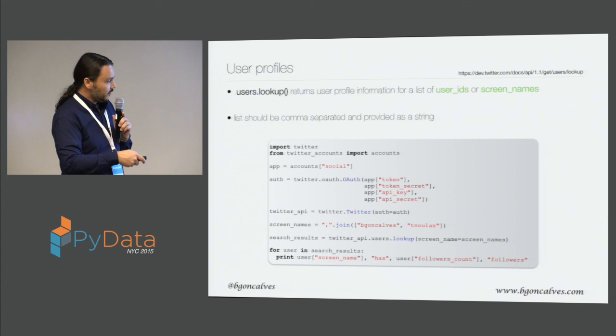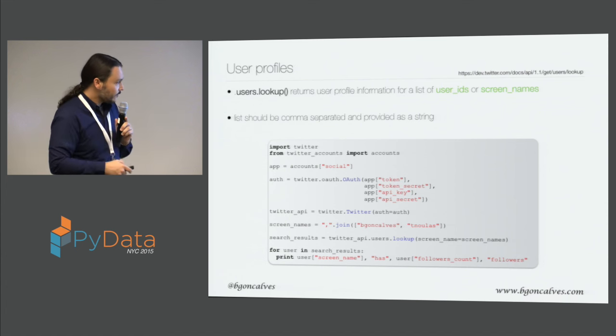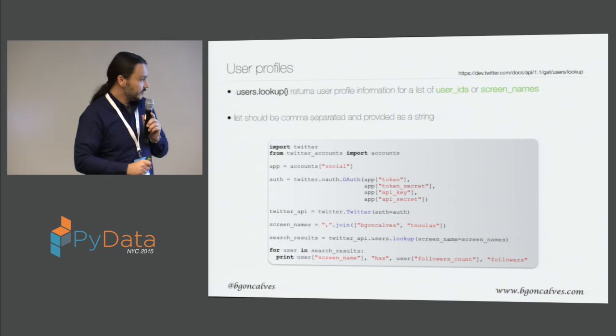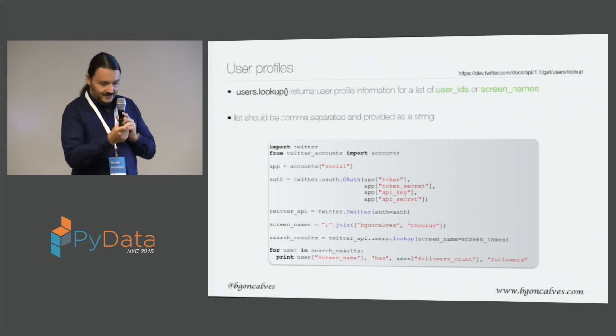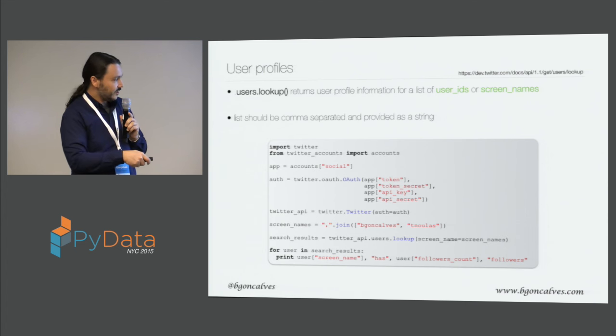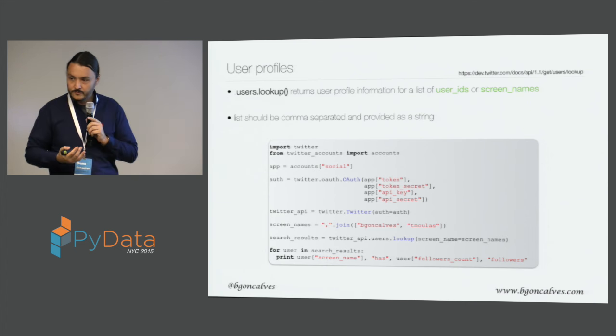But here, instead of screen names, you use user ID equal a comma-separated list of user IDs, and what you get is basically the same thing. So you get an iterator, and then you iterate over them, and here I'm just printing a little statistic saying this username has this many followers. That's it.